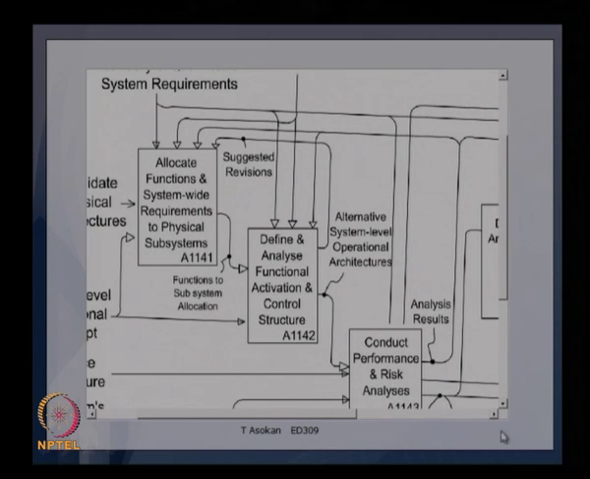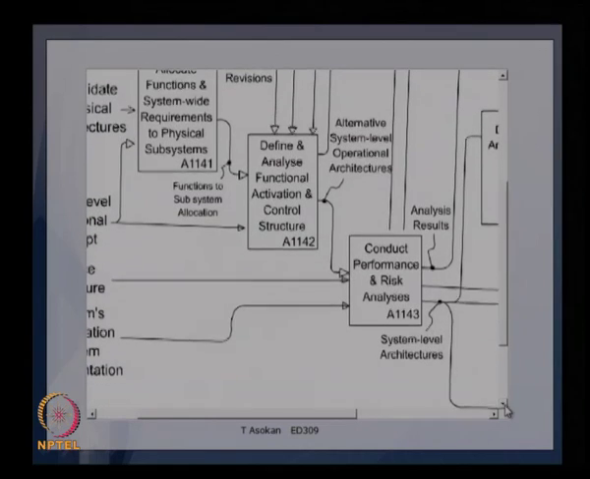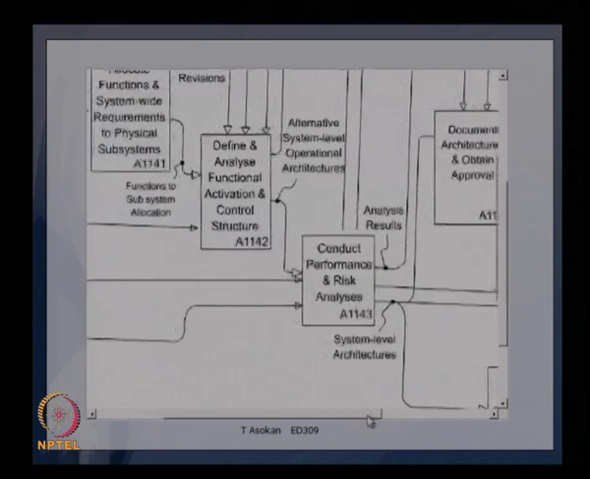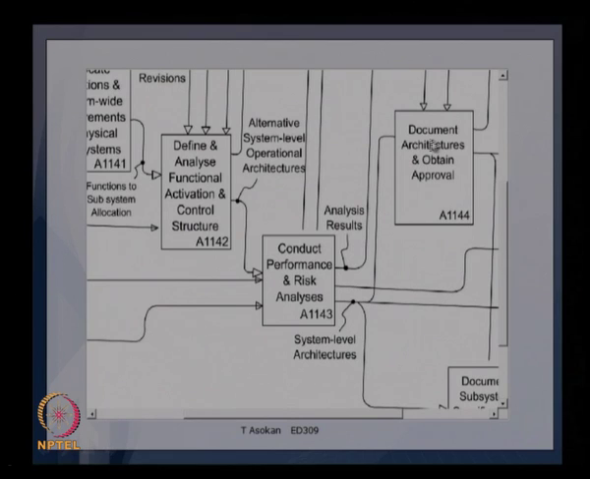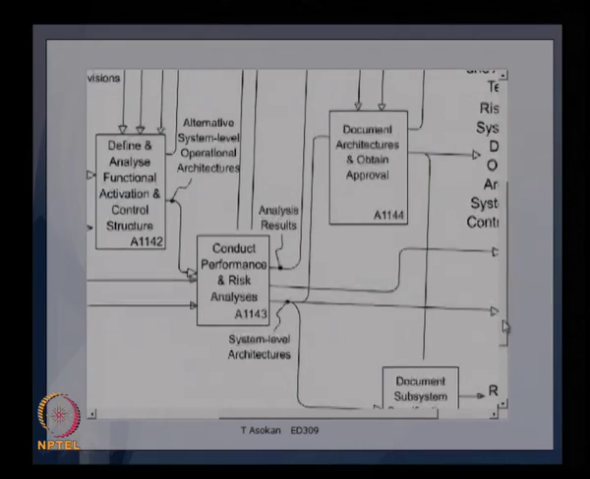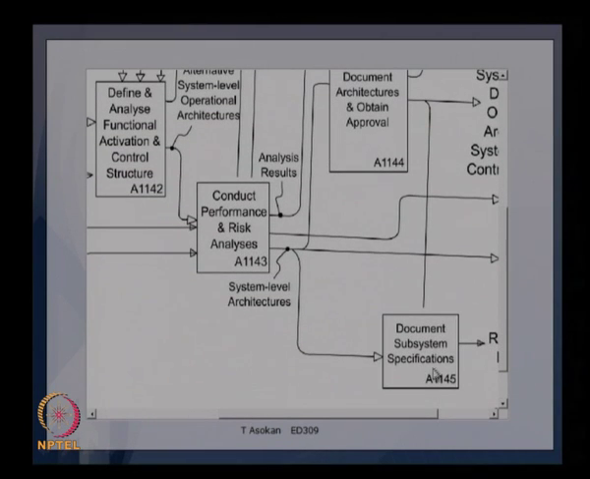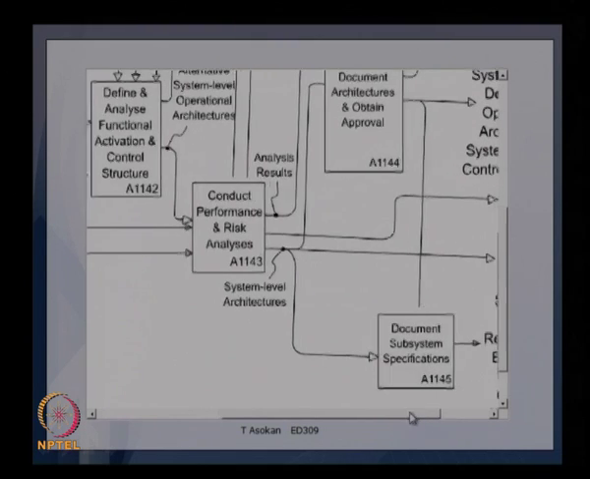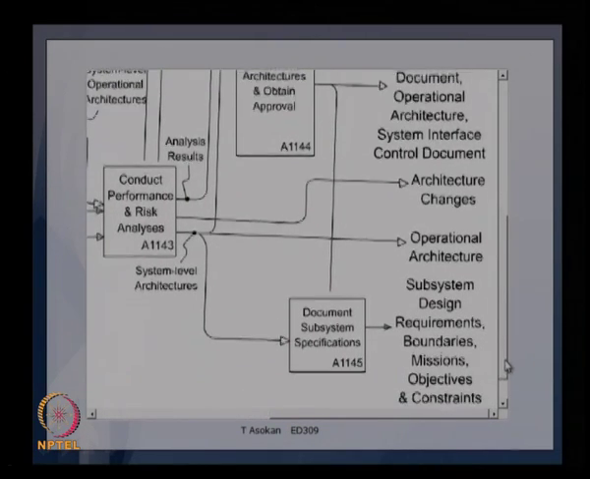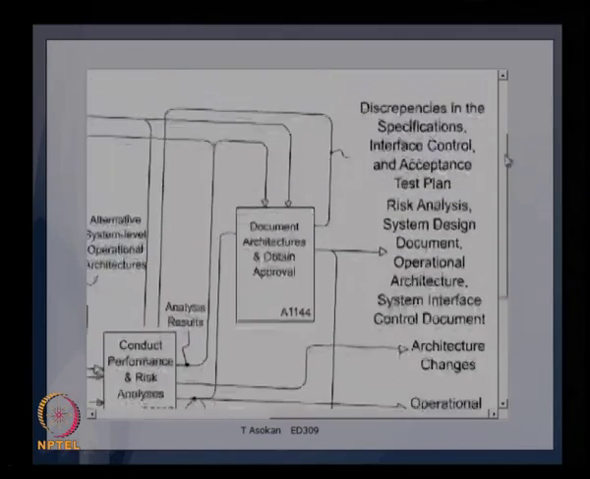That will be the output from this stage, and then you can choose one of these architectures and do a performance and risk analysis, where the output will be the analysis results. That will go to the documentation for approval, and will also go to document subsystem specification. So, you can develop the subsystem specifications based on this analysis. Outputs from these different stages will be coming, and one will be sent for approval, and the other one will be used for subsystem specification development. So, you can see these are the various outputs coming over here.